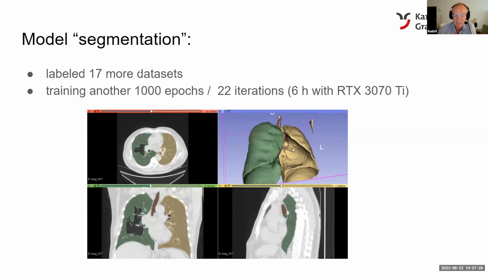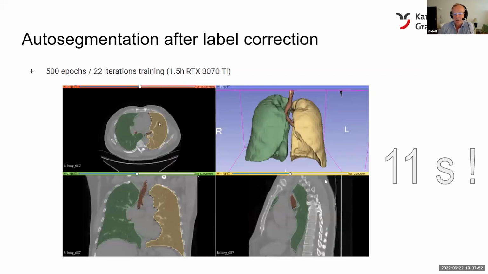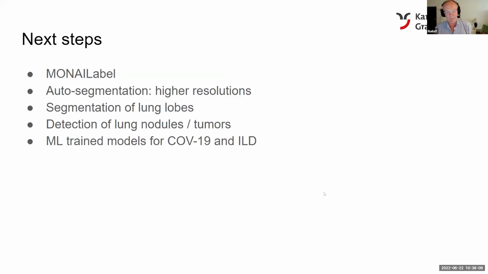Then I did 17 more data sets. That's what you have on your servers right now. We trained another 1,000 epochs and 22 iterations. It took 6 hours, and then we got a much better result, but there were still some errors. For example, here, a hole in the lung, something missing. But we just did what Andres told us. We corrected this error, and after auto segmentation we had a very good result, from my point of view. This only took 11 seconds on my server.